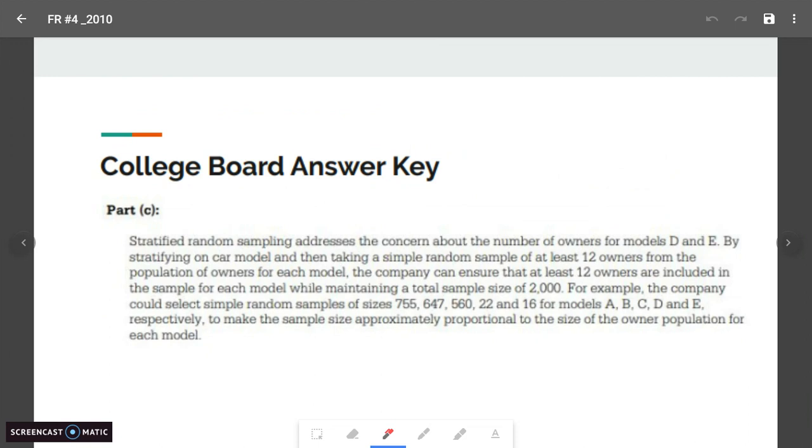They give you an example of how you can break up each of these samples. So you could have done it by proportion and made it so that it was in the same proportion as the totals that we were given from the problem. But really, as long as it says some kind of mention of random, at least 12 owners from each population, and that it had a total sample of 2,000, those were the 3 big things that they instructed the graders to look for.